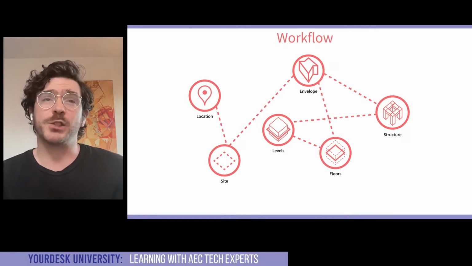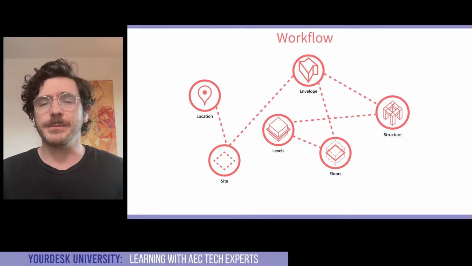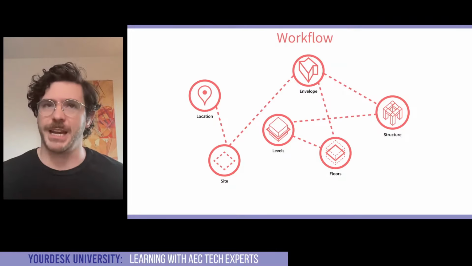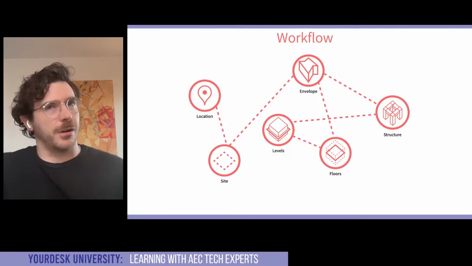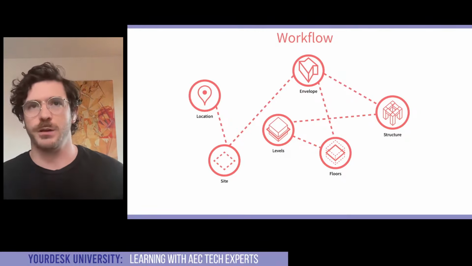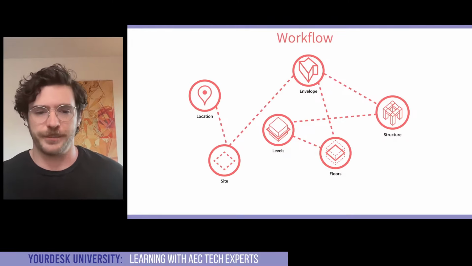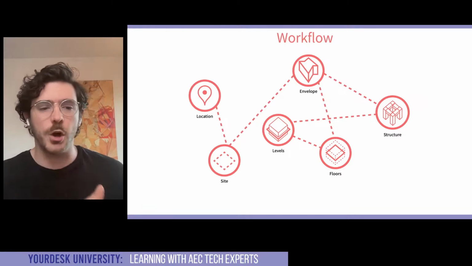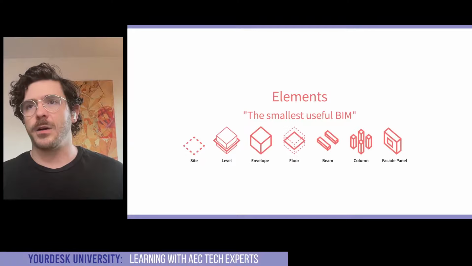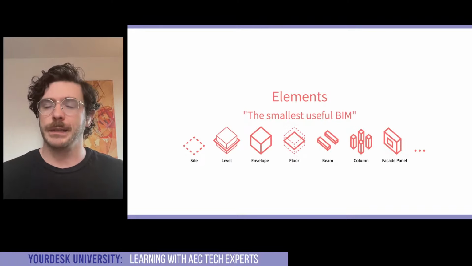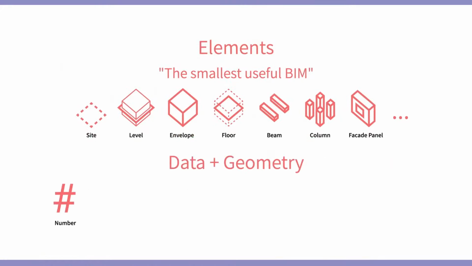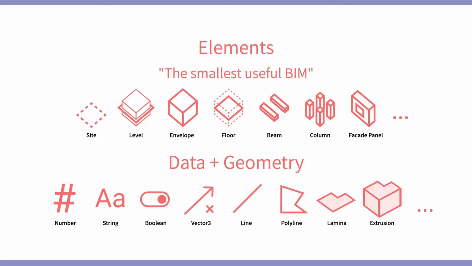And in order for this to work, these systems have to speak a common language. So they have to have a common understanding of what kinds of things there are in the world, and they have to be able to read the geometry produced by one in another function. So that's where what we call Elements comes in. Elements is our core geometry and BIM library for Hypar, and it defines the types of elements that there are and builds them up out of data and geometric primitives.